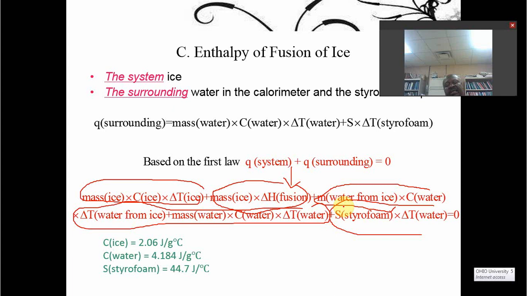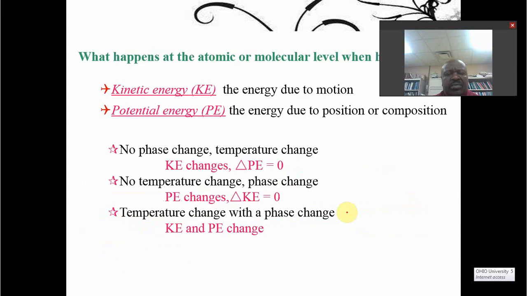As we solve this equation, it's very important to keep the signs straight. First, figure out which is the ice and what's happening to the water from the ice. And then think of delta T as final minus initial. Final minus initial. And then the rest is simple arithmetic. Just keep track of how you do it and then it should be good.